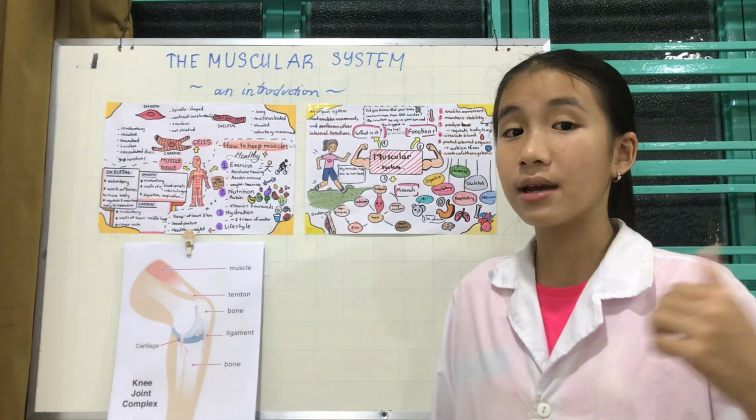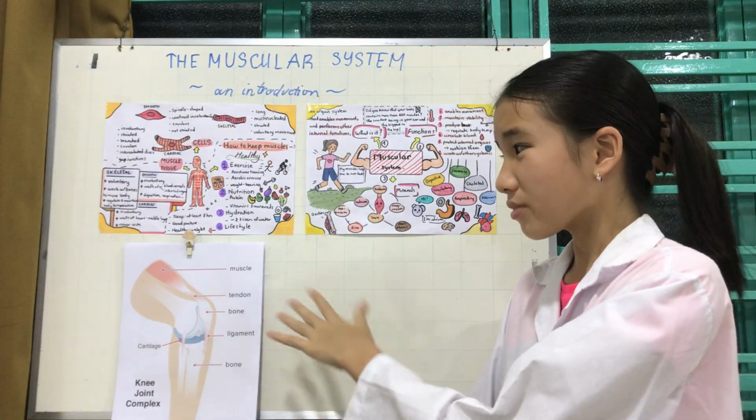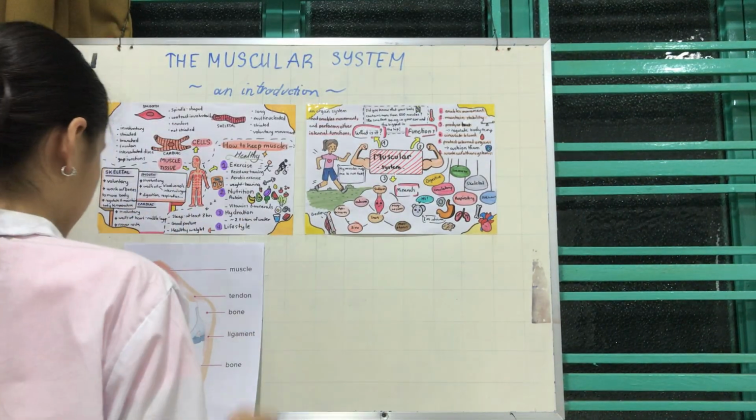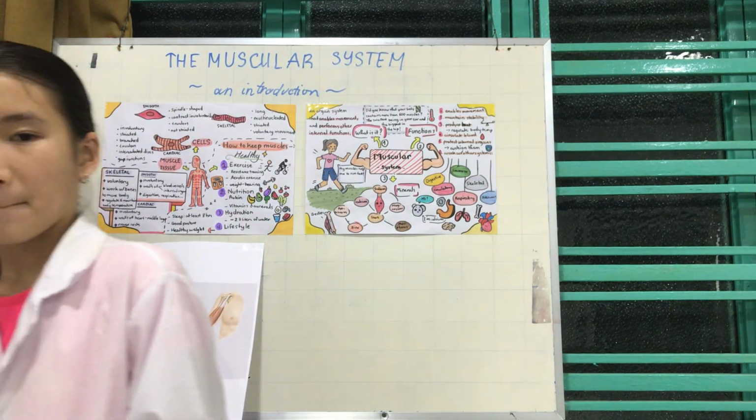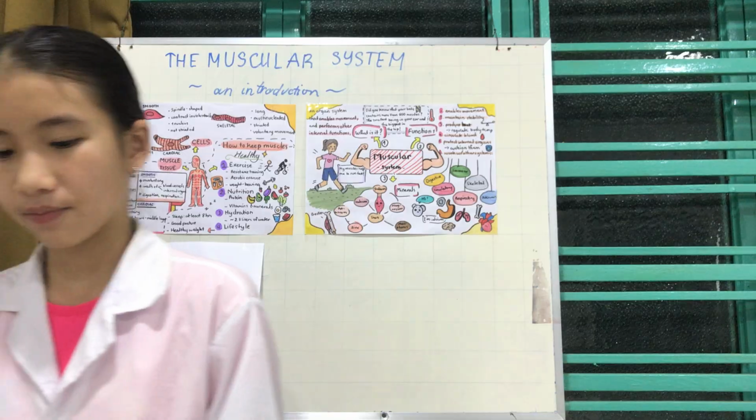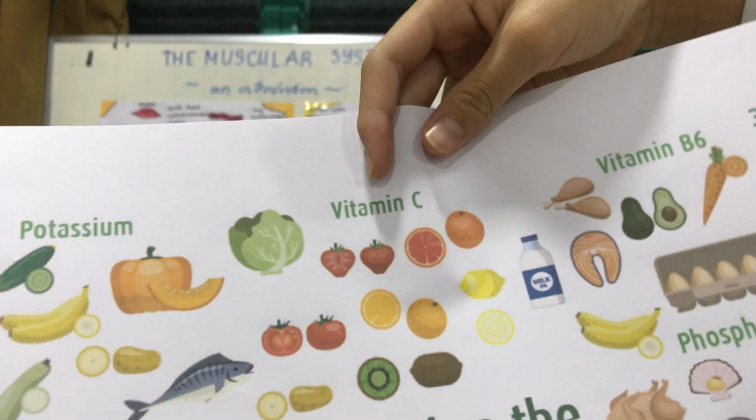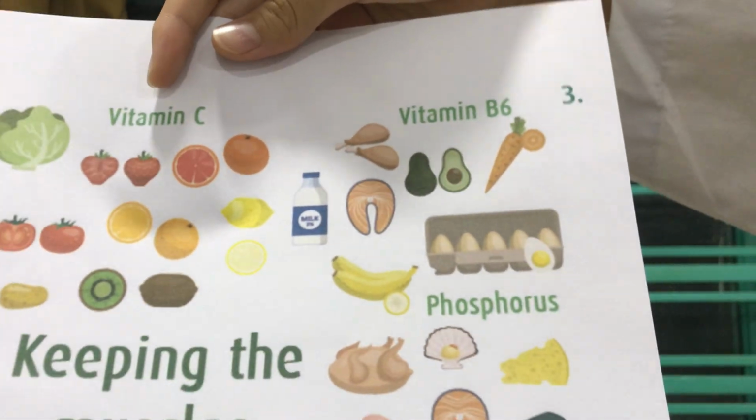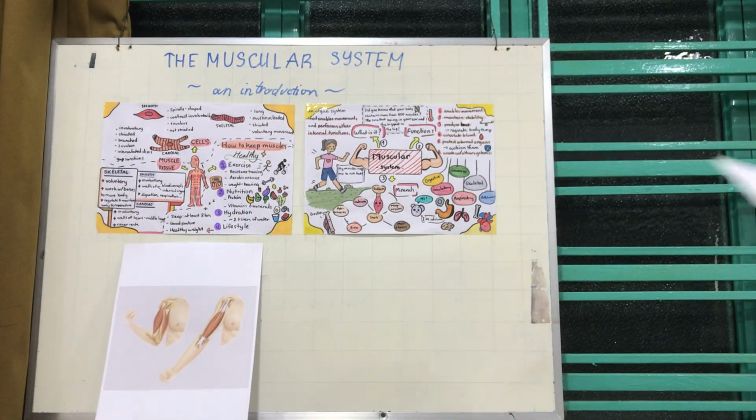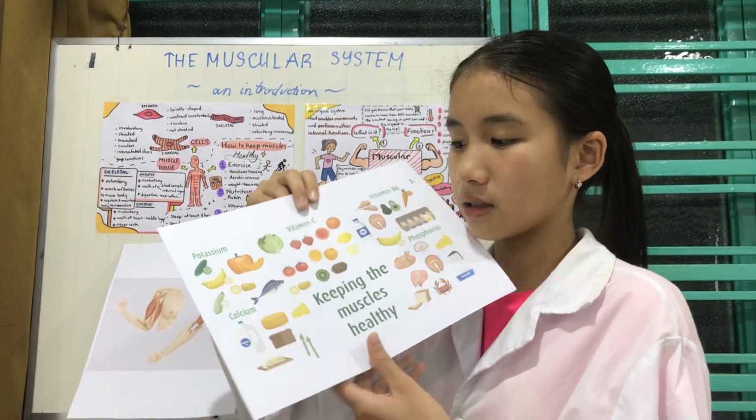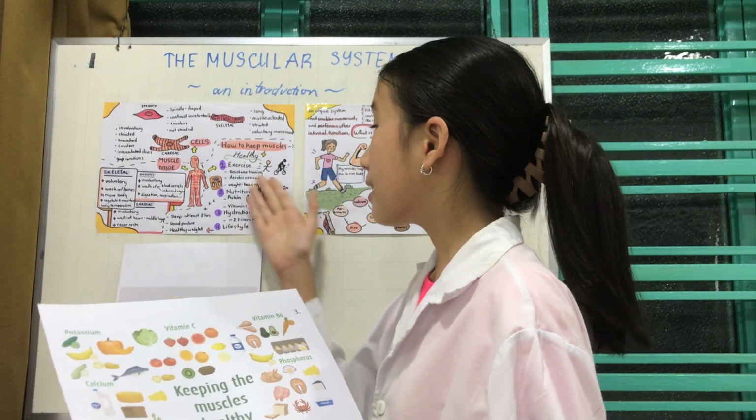For the nutrition, we need proteins, we need vitamins and minerals, like I said in the first part. And for that, there is this illustration that I have. Let me search for it here. Keeping the muscles healthy. As you can see here, we need potassium in these kinds of foods, vitamin C from these kinds of foods, vitamin B6, phosphorus, and calcium. So those are the types of food and vegetables and fruits that will help to keep our body healthy. That is for the nutrition.